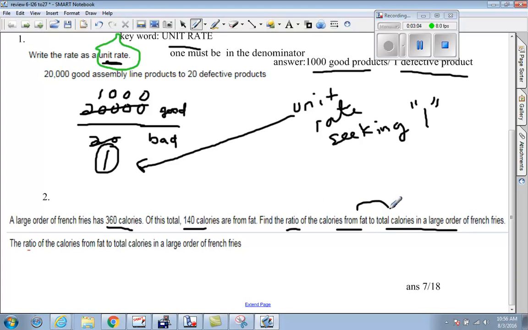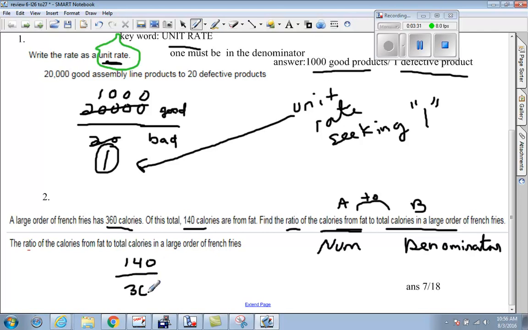When they say it like this, you know, A to B, you have to write the ratio in that order. So calories from fat will become our numerator, and the calories in the large order of fries will become our denominator. That's the main thing. You just kind of have to map out to yourself. All right. So calories from fat will become our numerator, and total calories will become our denominator. Now, the units, I mean, they're still calories. It's calories to calories. So the units are going to cancel out.